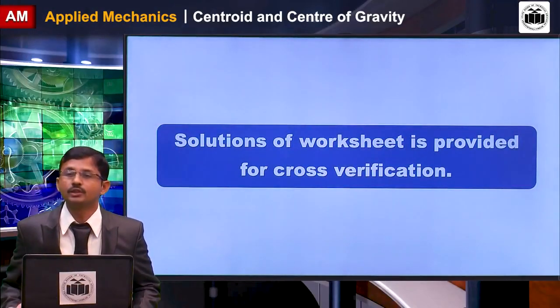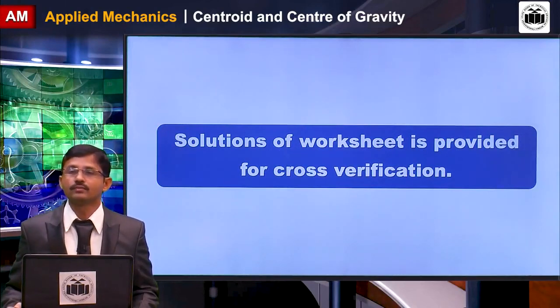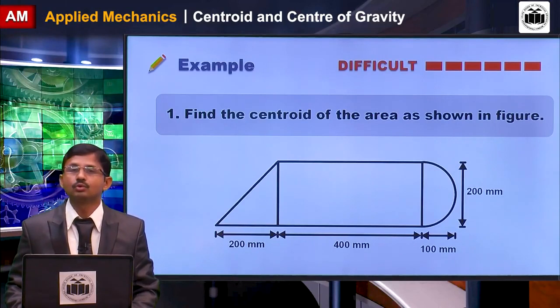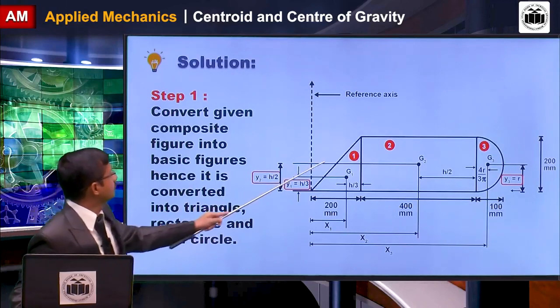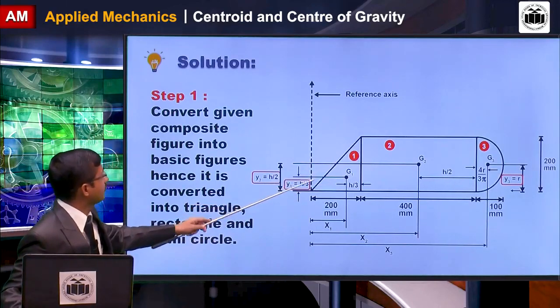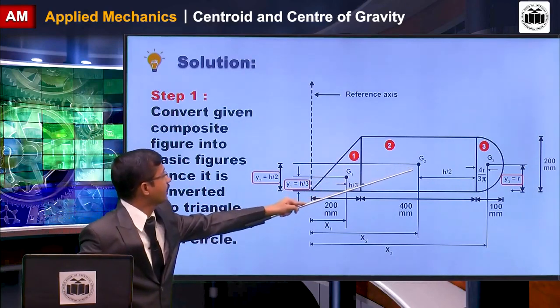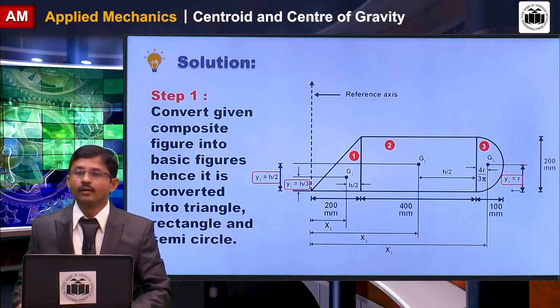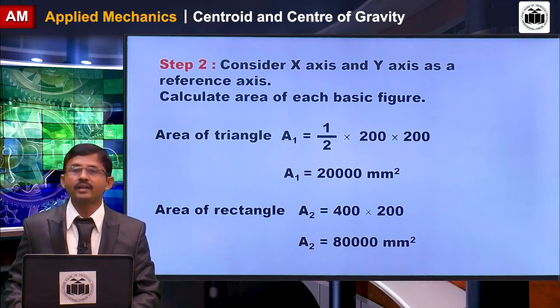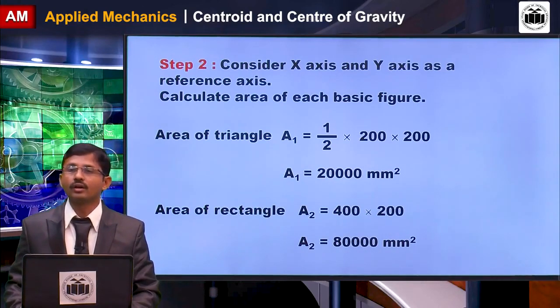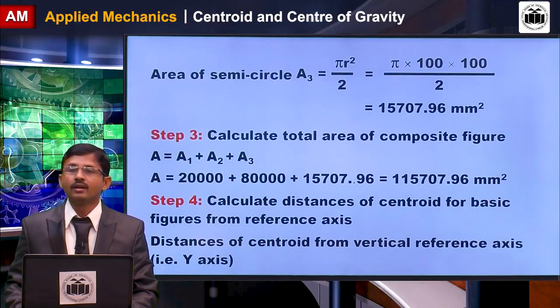The solutions of the worksheet are provided for cross verification. Let's see the solution of this particular problem. First of all, you have to convert these two composite figures into three diagrams, that is triangle, rectangle and semicircle. Then consider x and y axis as the reference axis and calculate the areas for triangle, rectangle and semicircle using the basic formulas. Calculate the area of the composite figure, that is A1 plus A2 plus A3.